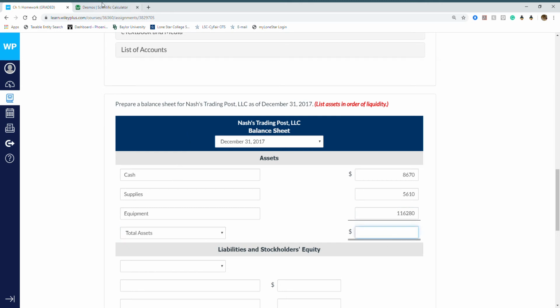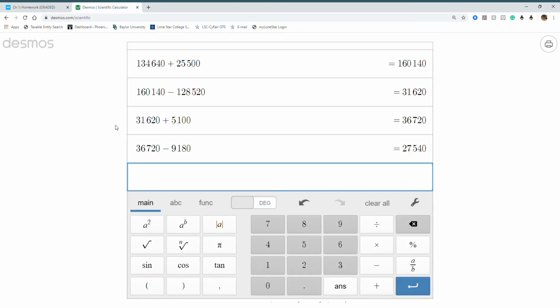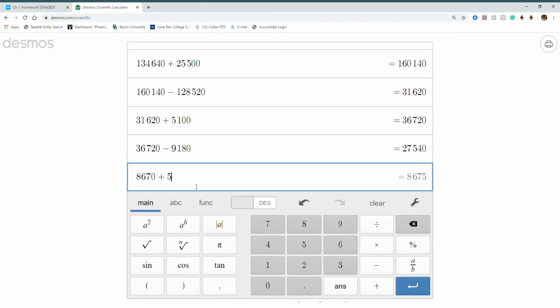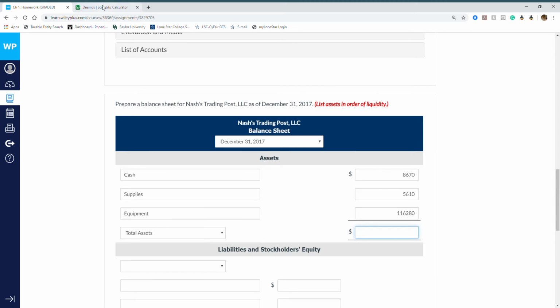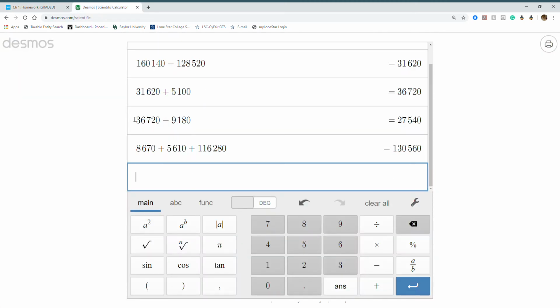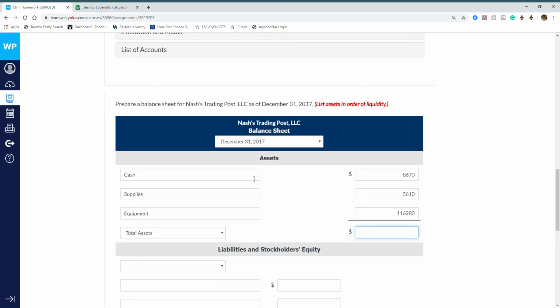So we need to add all these. 8,670 plus 5,610 plus 116,280. So we have total assets of 130,560. Not bad.